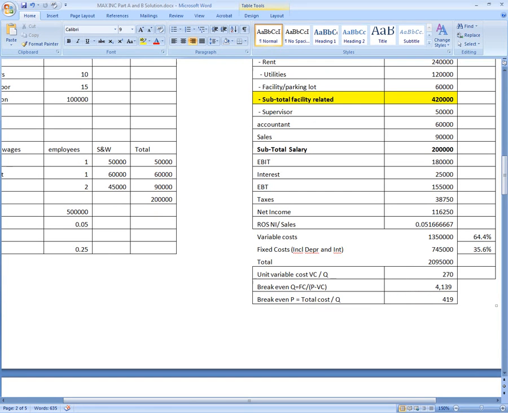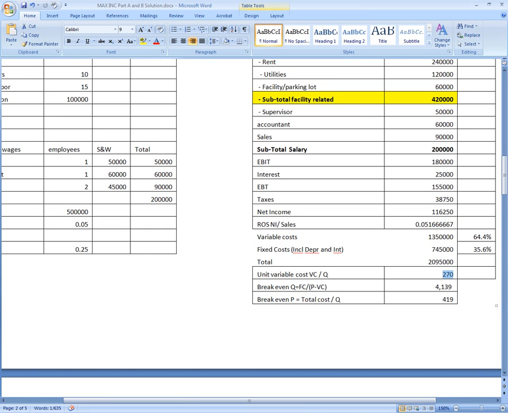And our goal is to say, at what quantity will this earnings before interest and tax be zero? The formula, in order to calculate the quantity, is to take your fixed cost, which in this case is this number. Where did that come from? We basically added up all the numbers in the cells right here that are fixed related. What does that include? It includes your depreciation, your facility costs, your salaries, and your interest. You get 745. Total cost is nothing more than adding these two up.